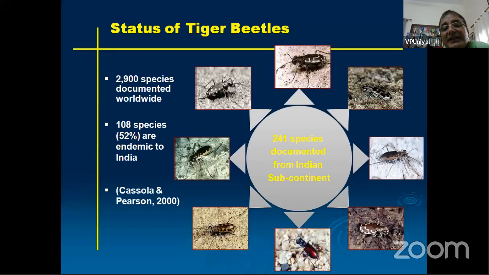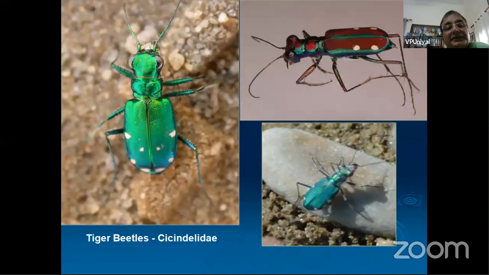Tiger beetles have 2,041 species documented worldwide, and 180 species are endemic to India. There are different species of tiger beetles. This is a tiger beetle. The elytra is very metallic and shining. People collect them to make artificial jewelry, and they are suggested as a good indicator for biodiversity monitoring.